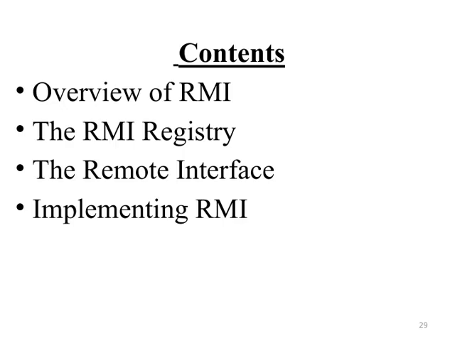Now, let's take a closer look at the key components involved in RMI. First up is the RMI registry. This acts like a directory service where remote objects are registered and can be looked up by clients. It's essential because it enables clients to find and communicate with remote objects without knowing their exact location. Next, we have the remote interface. This is a crucial part of RMI because it defines the methods that can be invoked remotely. Think of it as a contract that both the server and client agree upon, ensuring they understand how to interact.